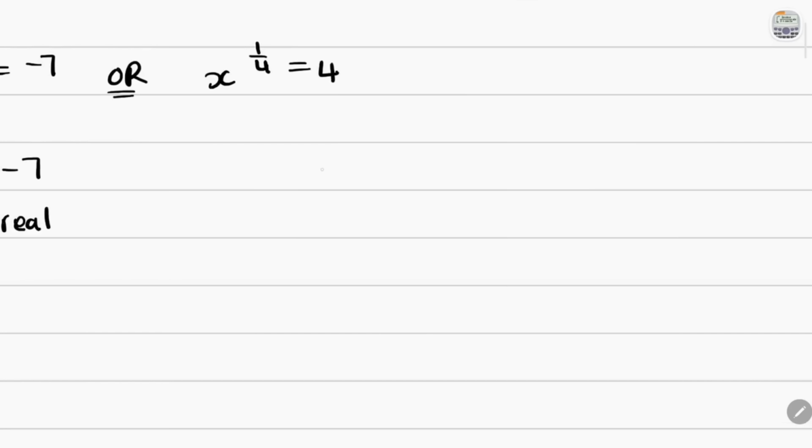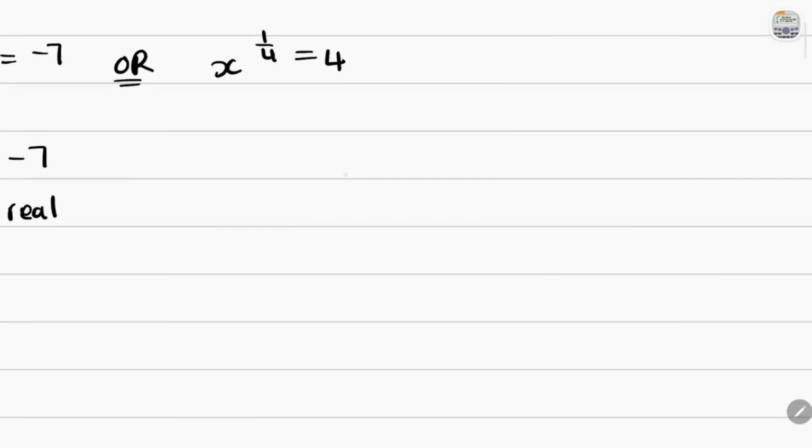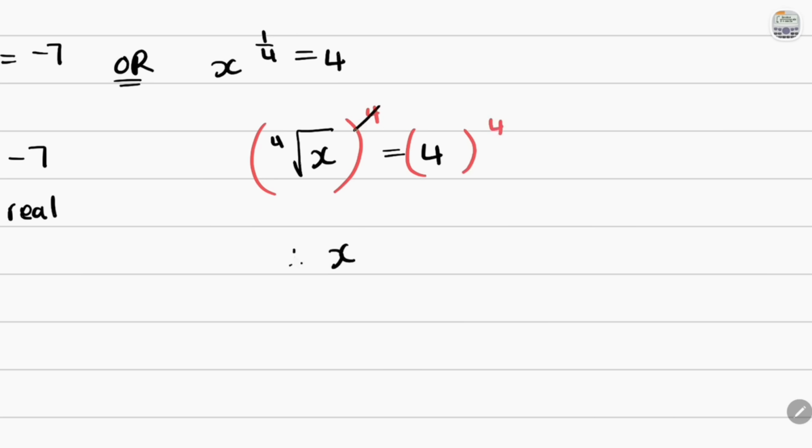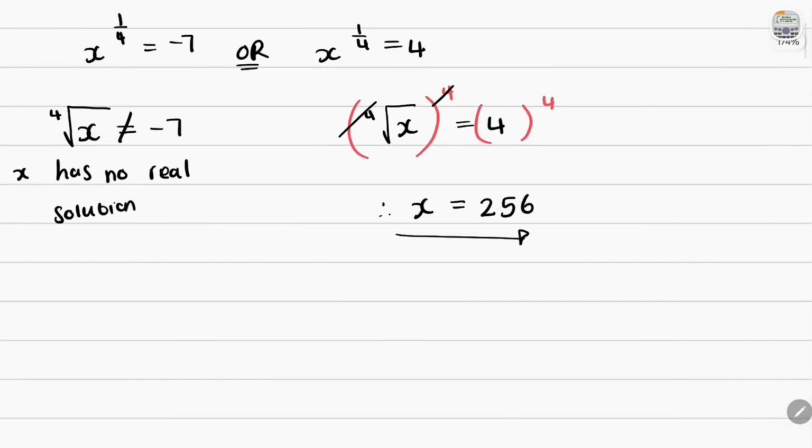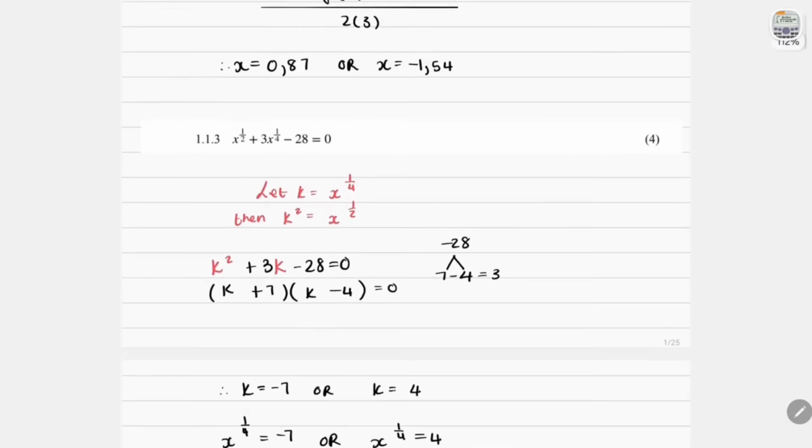And then moving on to this one, if we had to rewrite this in surd form, this is the fourth root of x is equal to 4. This is definitely possible, so we can go ahead and work on this. You can put it in surd form, that's fine, there's nothing wrong with that. And then to get rid of that fourth root, you can raise both sides to the power of 4. And therefore, this now becomes x because they cancel. And we have x is equal to 4 to the power of 4. That's 256. And that is our answer. So that is our only valid solution.